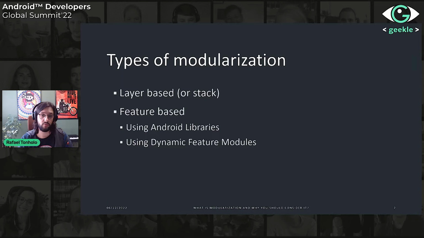Modularization based on layers was one of the most common types in the old days, separating the presentation and the data layer, aka domain, data, presentation. And most apps will have these layers: database, network, repository, user interface, and theming.